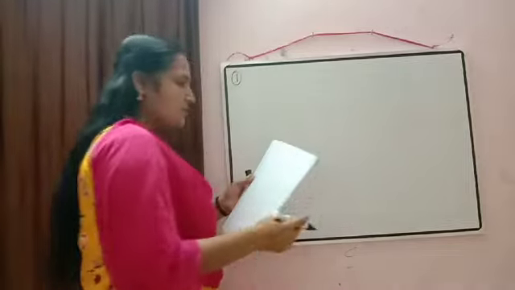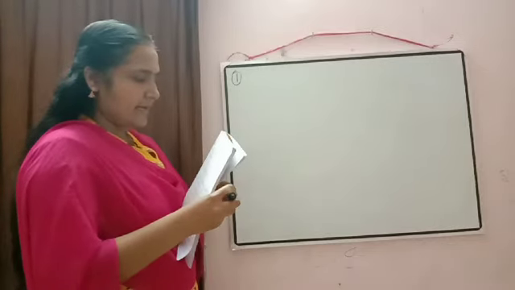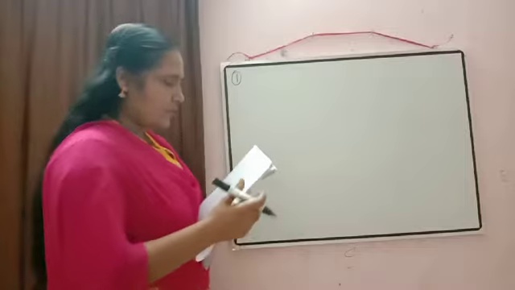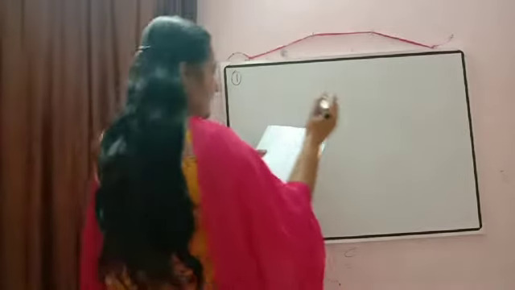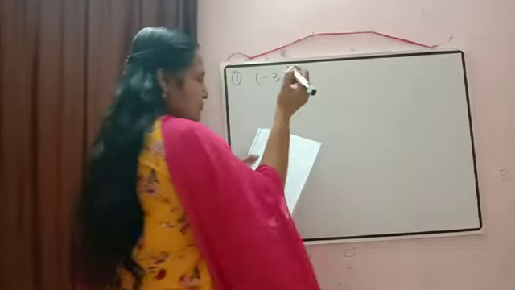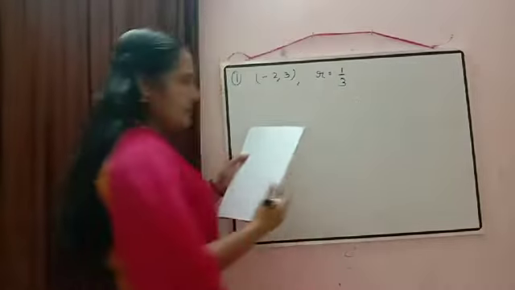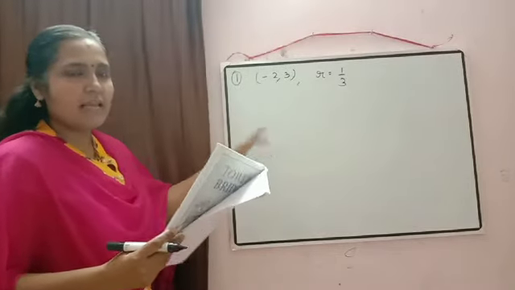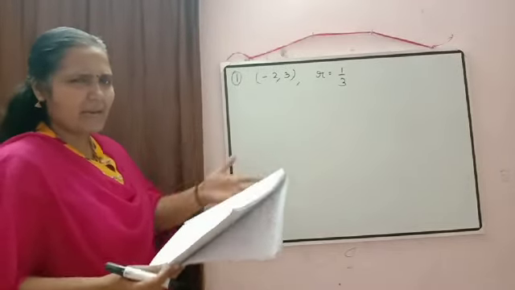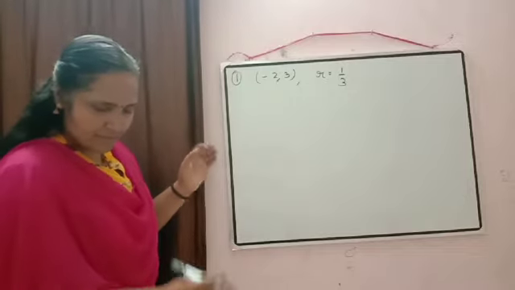In that, first question is, find the equation of circle with center and radius as follows. Here it is given, center minus 2 comma 3, and radius is equal to 1 by 3. This first question I will explain by both methods, and the second one you can do by yourself. Okay, any method you can use there.